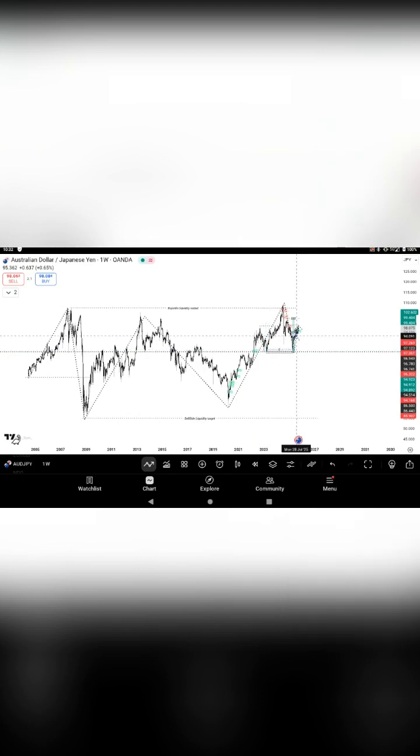Also, what does that mean? It means that high will be targeted. This high here will be a target. So I'm strongly bullish on AUDJPY as of now.